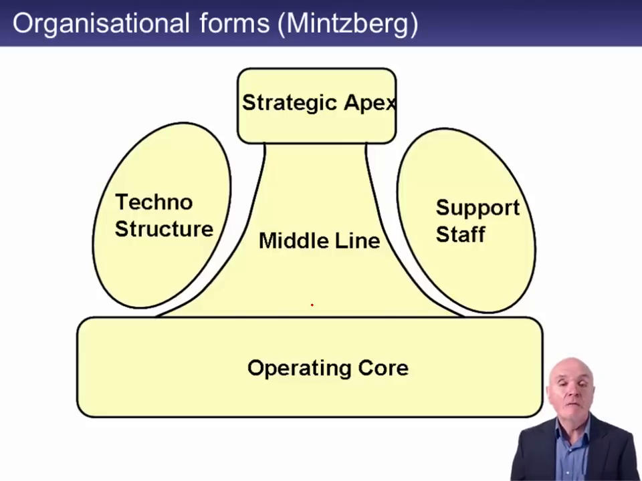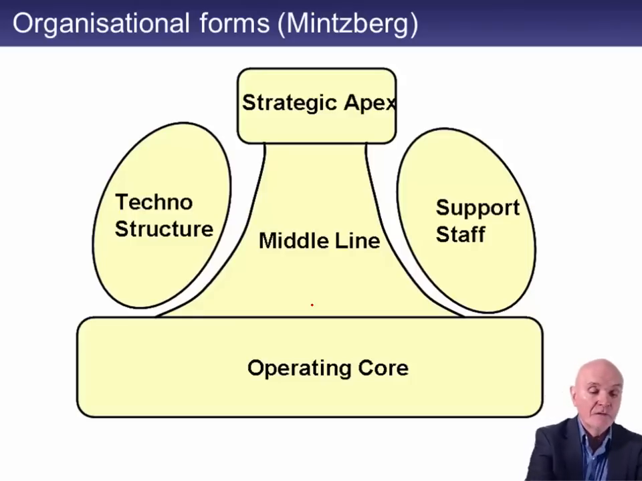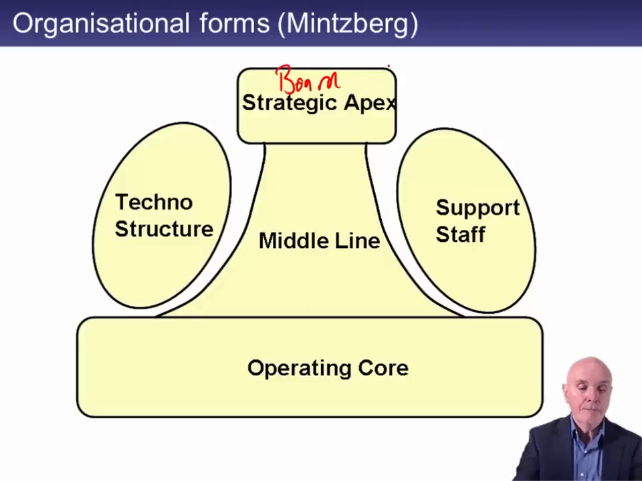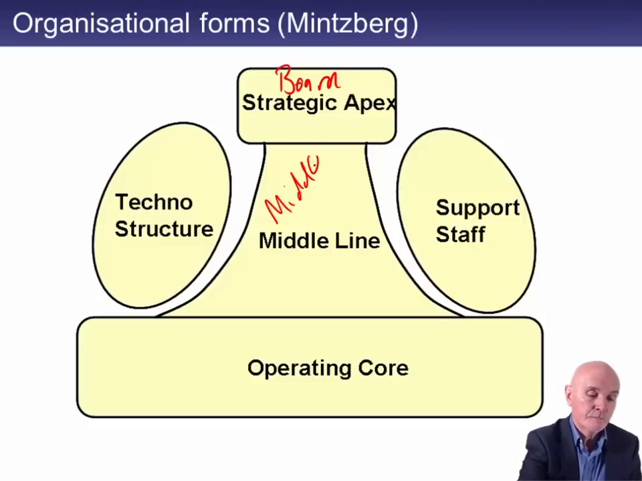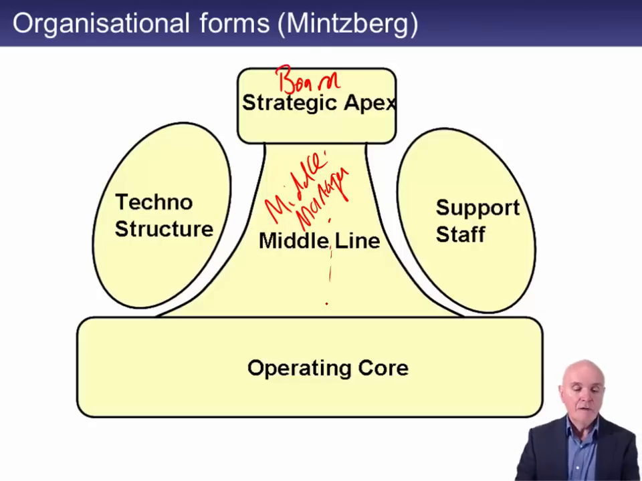Anyway, the way to remember it is the following. Strategic apex. Think of apex as top, think of strategy. This is basically, to all intents and purposes, the board. You have the middle line, think of this as the middle managers. This is the way instructions get passed down. The operating core is basically the workforce.